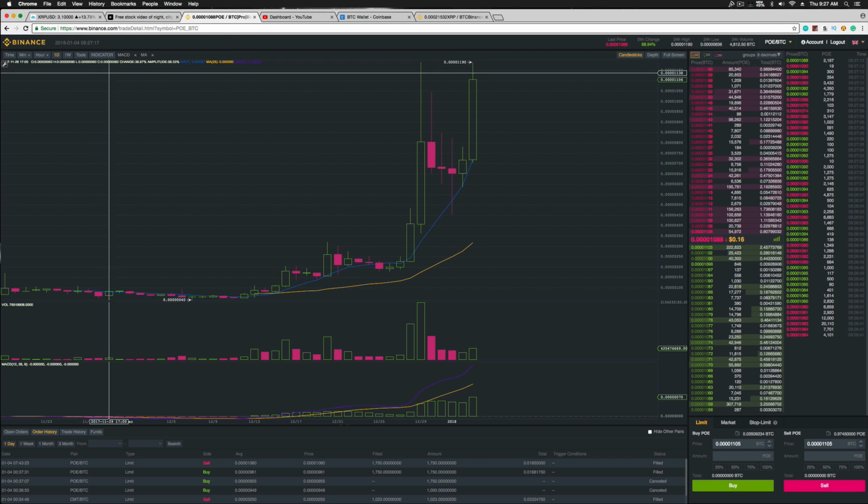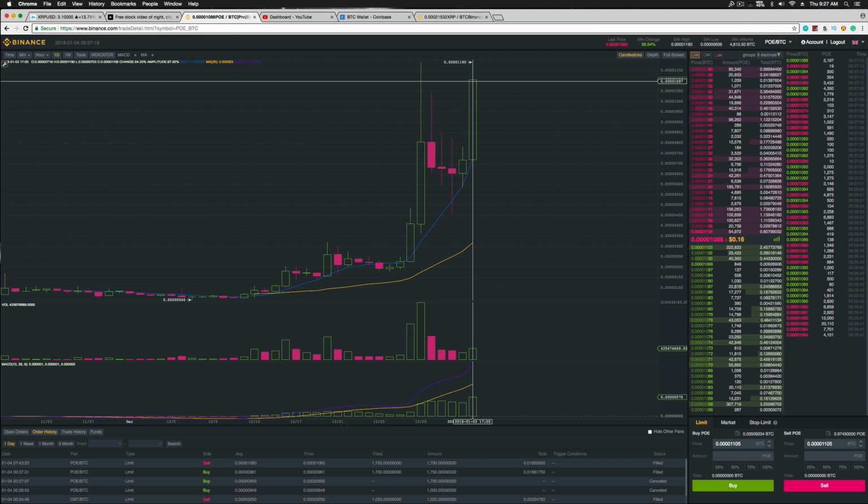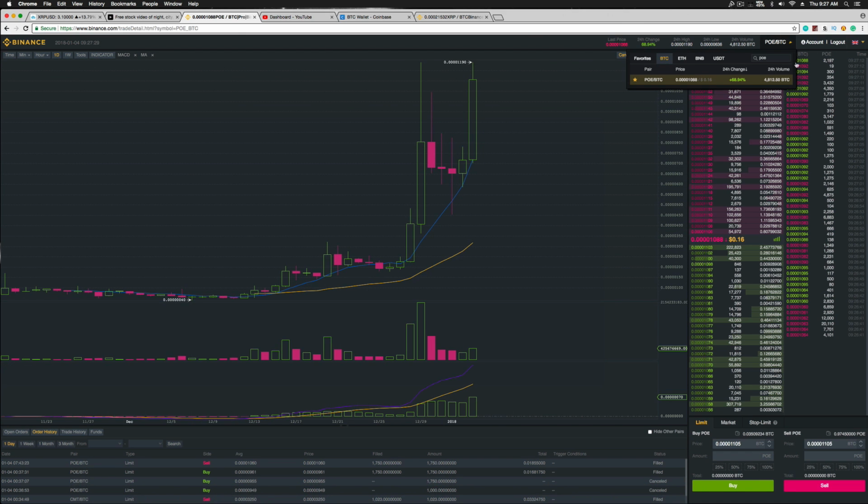Bought it at like midnight, and I sold up here at like 10. I made 100 sats, which was about $30, $40, easy money, okay? And you can see this pattern just works time and time again. You see it on the Poet coin. We'll see it on another one here too.